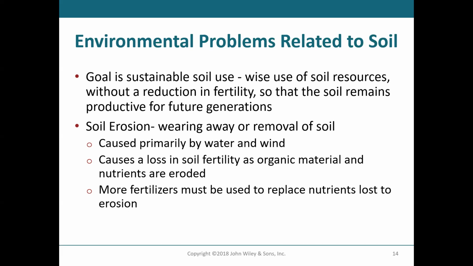Soil erosion is probably the most common problem, and what occurs is wearing away or removal of soil. It primarily occurs through water and wind, and it causes a loss of soil fertility as organic material and nutrients are eroded. More fertilizers then have to be used to replace nutrients lost through erosion, which alters the nitrogen cycle because, as I mentioned previously, too much nitrogen production can also be bad.